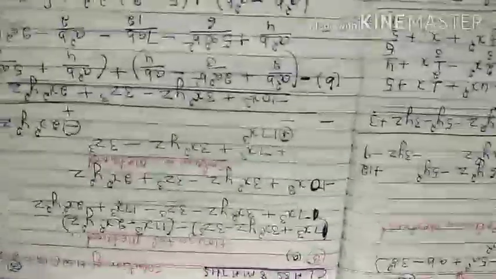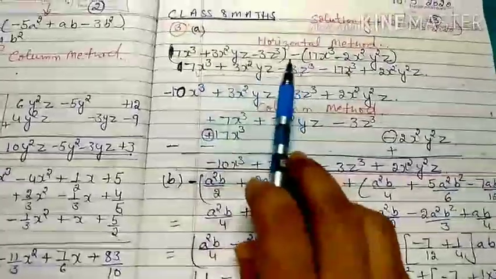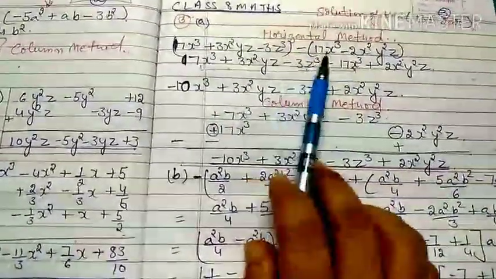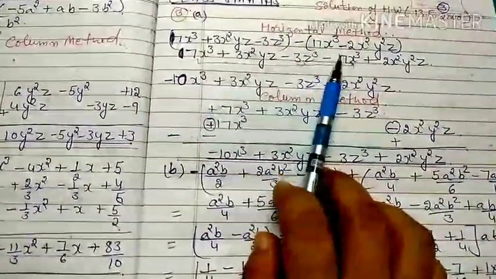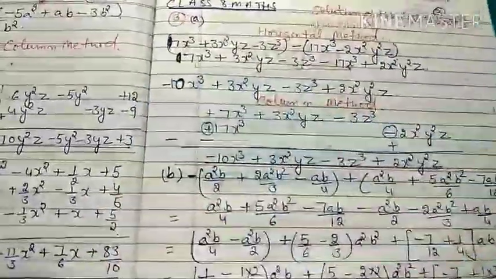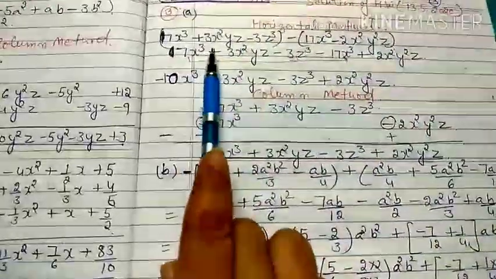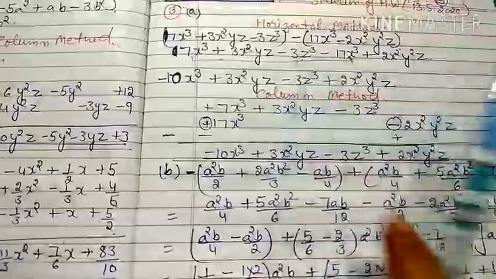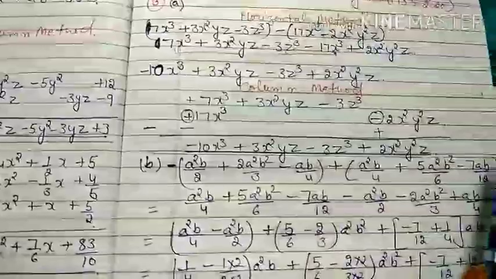If you are going with the horizontal method, first polynomial, then the subtraction sign between them, then the second polynomial. But if the condition is 17x cube minus 2x square y square z from 7x cube, the polynomial written after the word from, you have to place in the first position, then the subtraction sign, and the polynomial written before the word from should be in the second position.